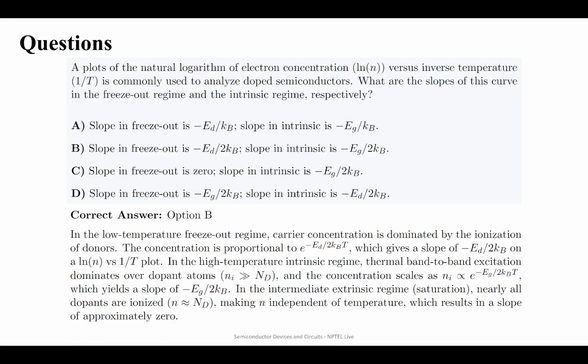In the high temperature intrinsic regime, the thermal band-to-band excitation dominates over dopant atoms, that is ni is greater than Nd, and the concentration scales as ni proportional to e power minus Eg by 2 kBT, which yields a slope of minus Eg by 2 kB. In the intermediate extrinsic regime, saturation, nearly all dopants are ionized, making n independent of temperature, which results in a slope of approximately 0.